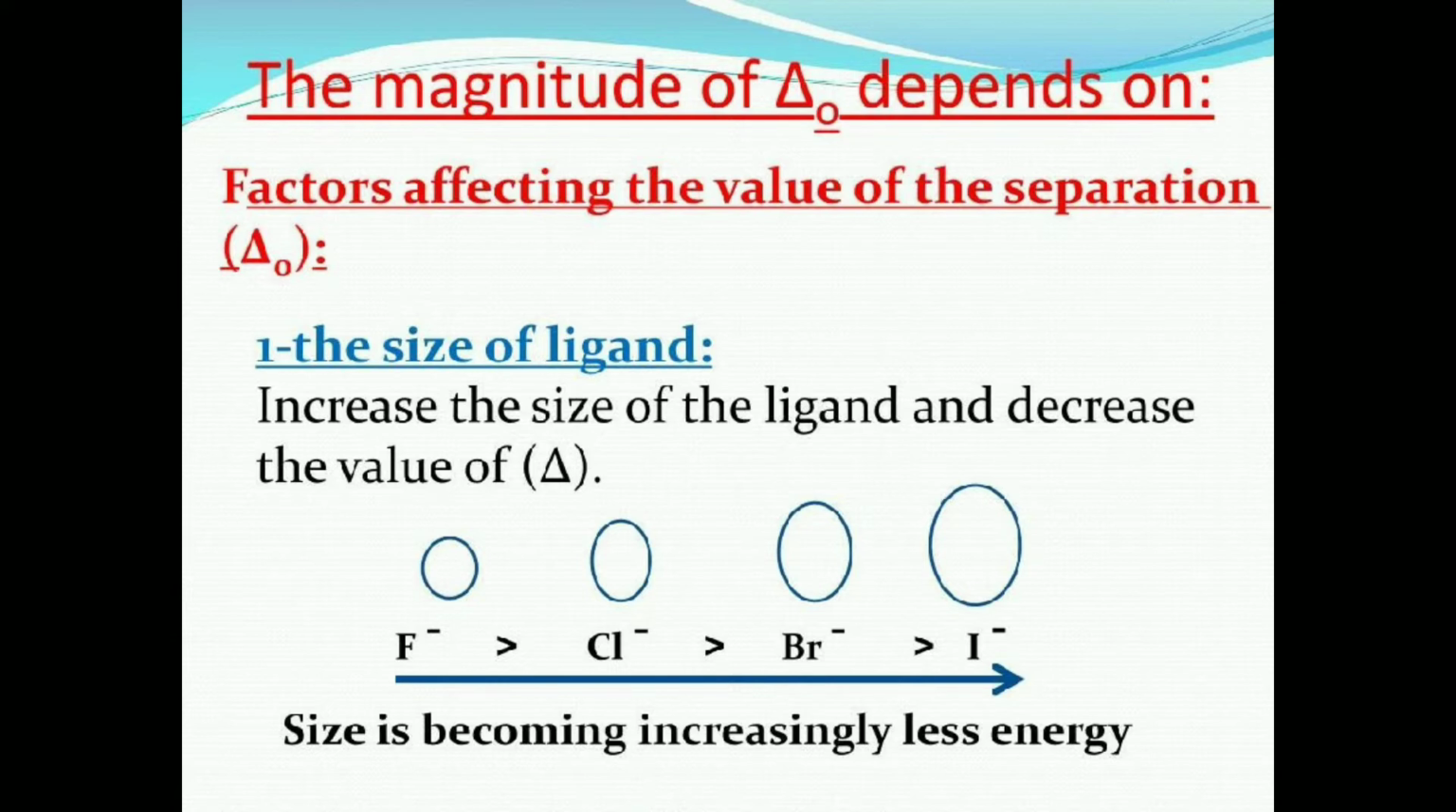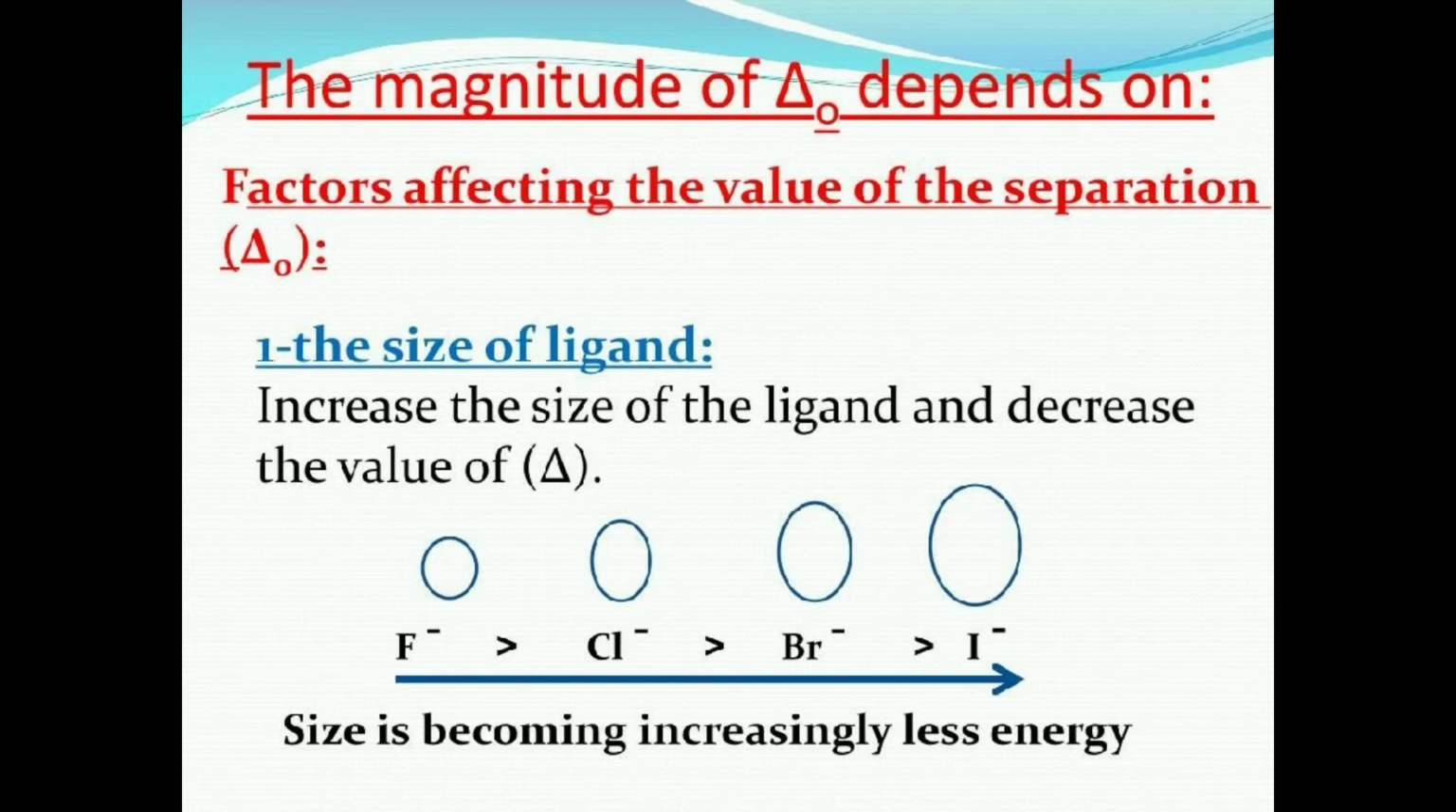So let us look at the factors which affect the value of the separation delta 0. The first and most important factor is the size of the ligand. The increase in size of the ligand ultimately decreases the value of delta. That means the size of the ligand is inversely proportional to the value of delta 0. As the size of the ligand increases, the value of delta decreases, or as the value of delta increases, the size of ligand decreases.